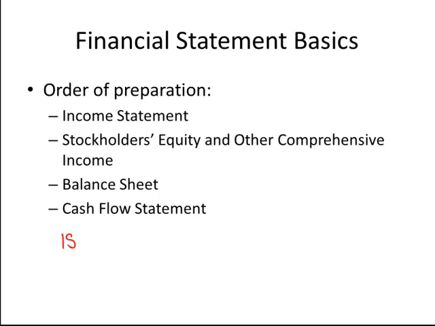Well, it's income statement, SE, for shareholders' equity, which other comprehensive income is part of, BS, cash flow. So is it SE, BS, cash flow, or is it OCI, BS, cash flow? Either way, that's the order.